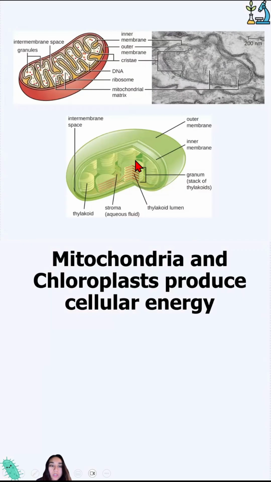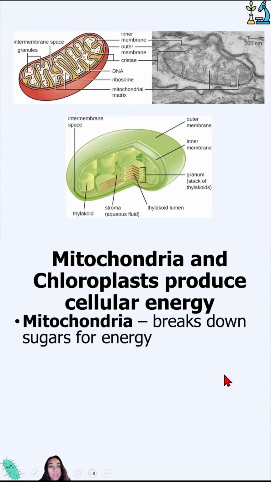So first, we're going to talk about the organelles, so the components that are found inside of eukaryotic cells that have to do with some kind of cellular energy. And I know this slide says that they produce energy, but remember that energy can't really be created. It's more that these organelles convert energy to a form of energy that the cell can use.